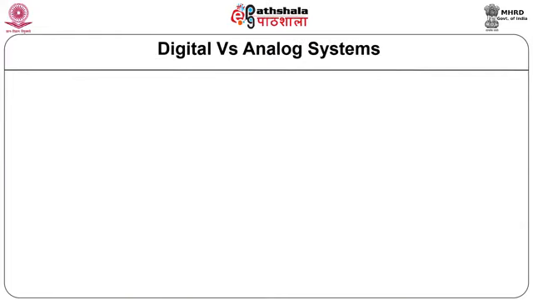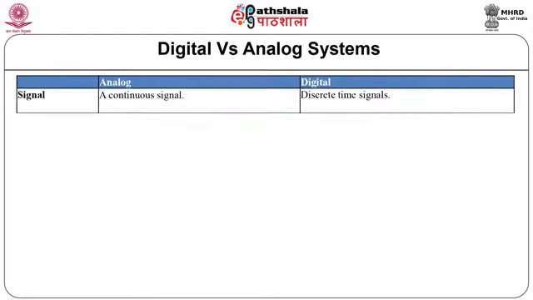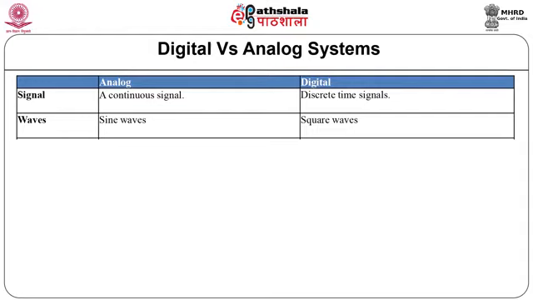Let us compare analog systems with digital. The first parameter is the signal. Analog signal is continuous, whereas digital signals are discrete in time. The second parameter for the comparison is the wave. In analog, we deal with usually sine wave signals, whereas in digital, we deal with square wave or rectangular wave signals.